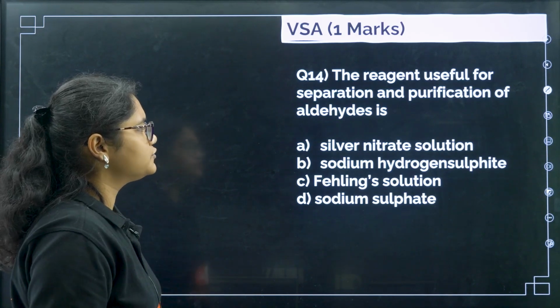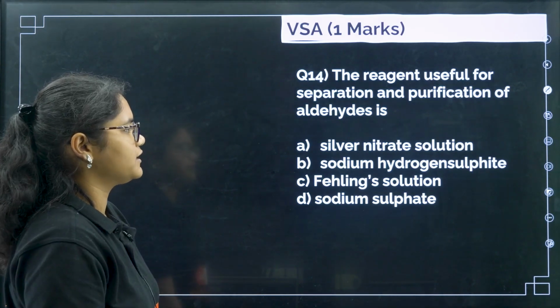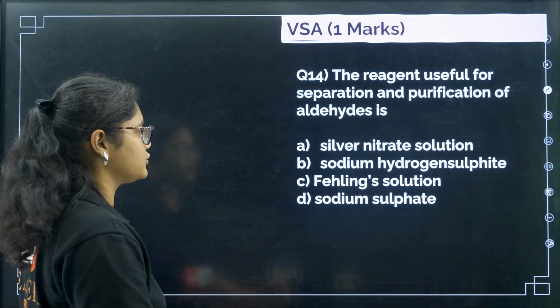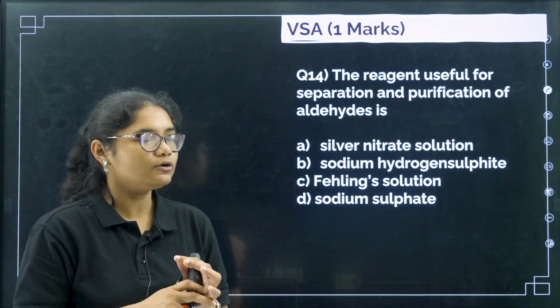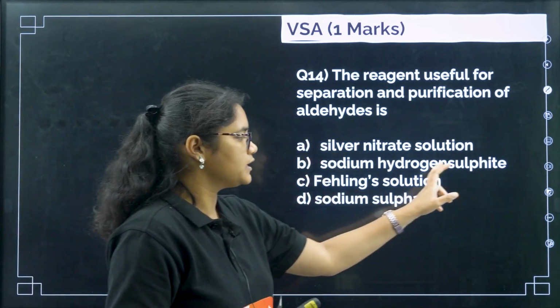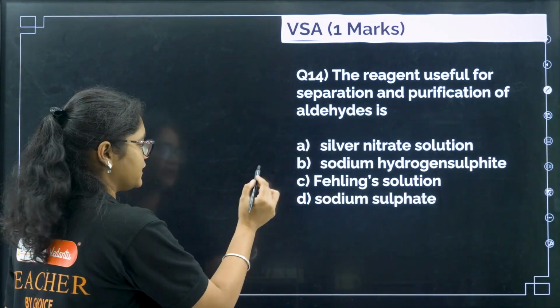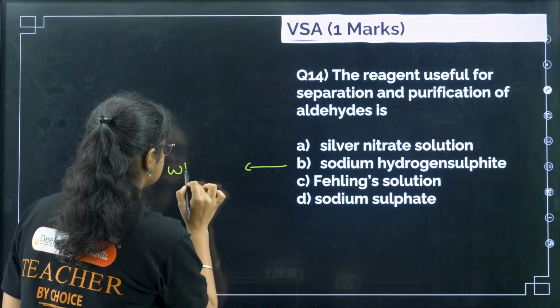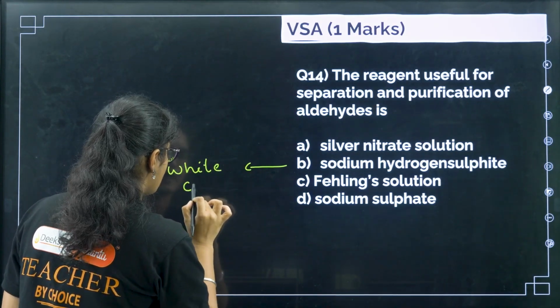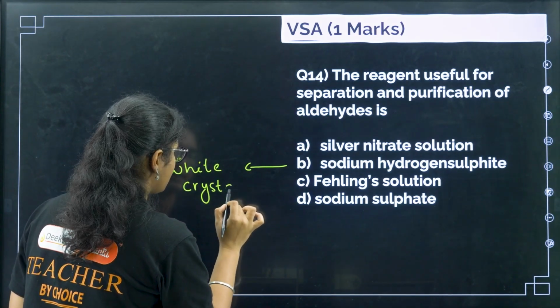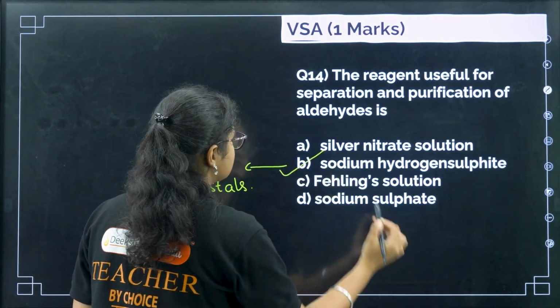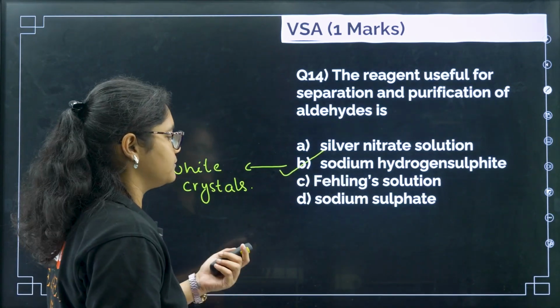Next, the reagent useful for separation and purification of aldehydes is, so this is also a question from the blueprint. When you treat aldehydes and ketones with sodium hydrogen sulfite, what we get is white crystals, and we can easily separate and purify them. So the correct answer for this question will be option number B.